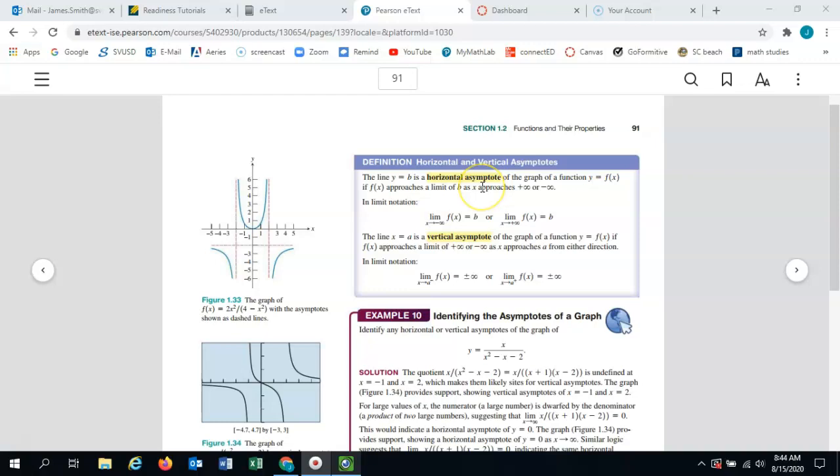Your horizontal asymptotes are always written as y equals a number because it's just a horizontal line. And your vertical asymptotes are always written as x equals a number since they're vertical lines. When you look down here at the vertical asymptotes, now you're seeing what is the value that your function is approaching as x approaches a from the left. That little minus sign means you're approaching a number from the left. The little plus sign means you're approaching a number from the right.